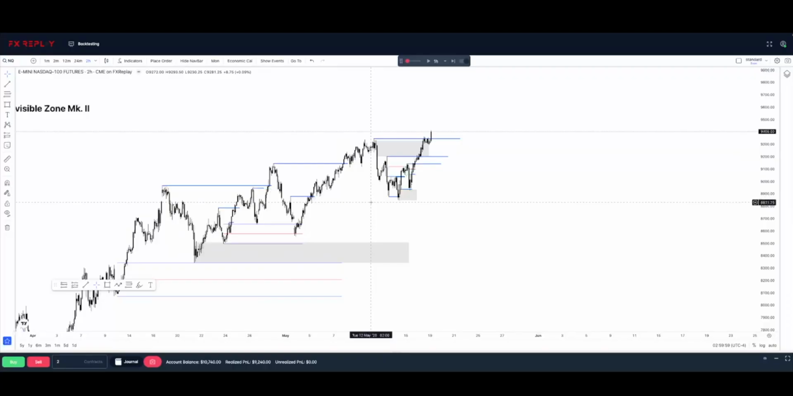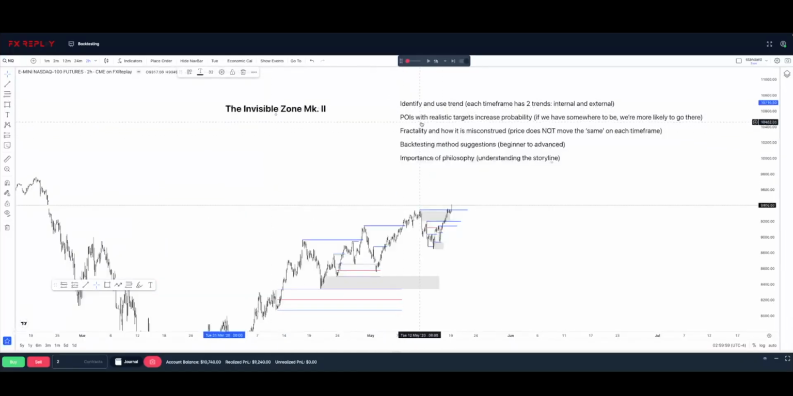And oftentimes the internal trend will do what looks like a flip or a shift in structure or trend in the opposite direction just to get to the invisible zone. Next, I want to talk about the POIs with realistic targets and how they increase probability. So I said, if we have somewhere to be, we're more likely to go there.